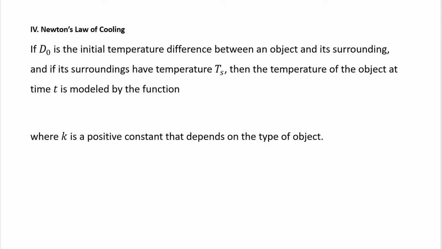Roman numeral 4, Newton's law of cooling. If D sub naught is the initial temperature difference between an object and its surroundings, and if its surroundings have temperature T subscript S, then the temperature of the object at time t is modeled by the function capital T of little t equals capital T subscript S plus capital D sub naught e raised to the power of negative k times t, where k is a positive constant that depends on the type of object.